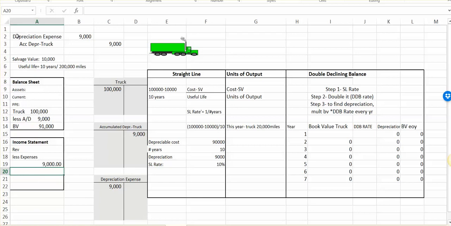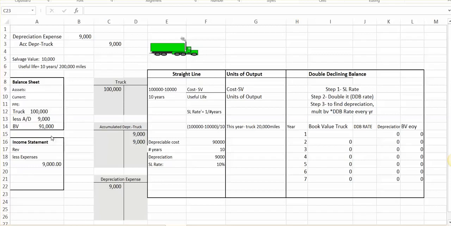The adjusting entry for year 2 will look exactly like the adjusting entry for year 1. That's because we're using straight line and the depreciation amount is the same for every year. Once again, at the end of the year, depreciation expense will be wiped out, and then after the adjusting entry, we will post a credit to accumulated depreciation for $9,000 and a debit to depreciation expense for $9,000.